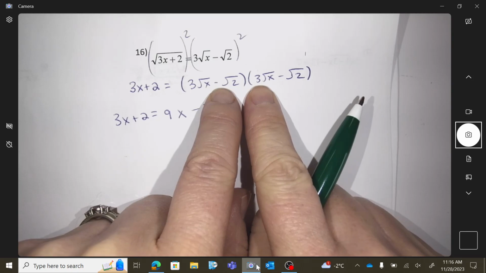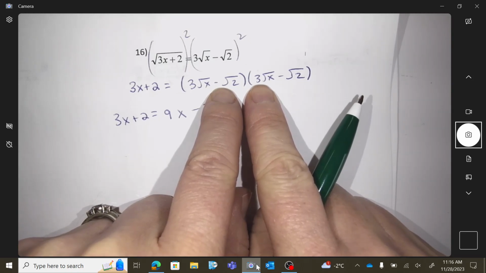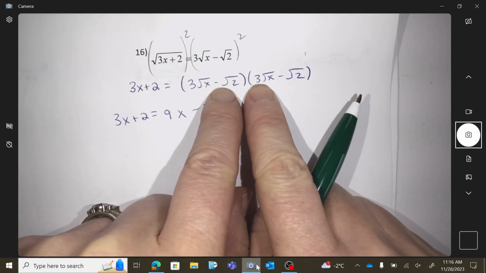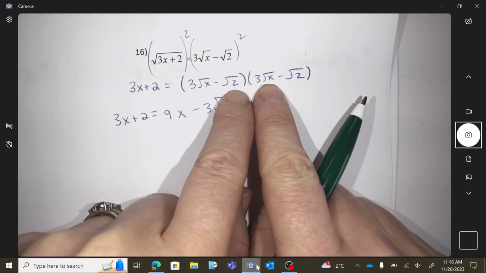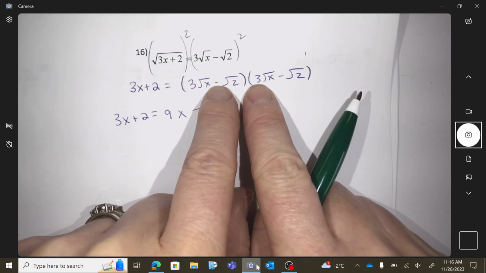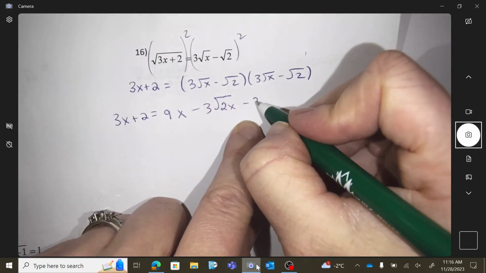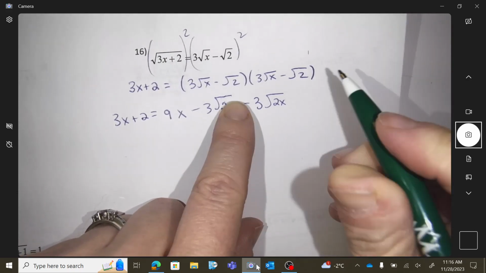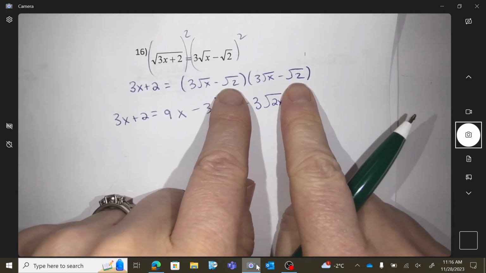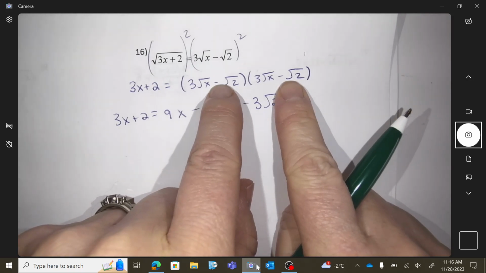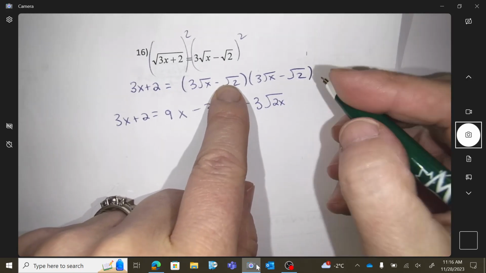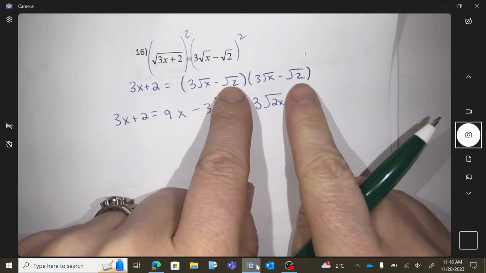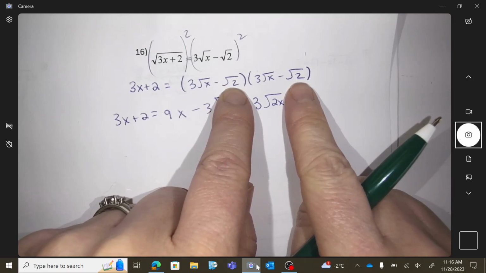Insides. What do you have? Would we agree it's the same thing? A -3 root 2x. Do you see it? -3 root 2x. Last times last. Well, first of all, minus minus makes a plus. What happens when there's a root 2, root 2?